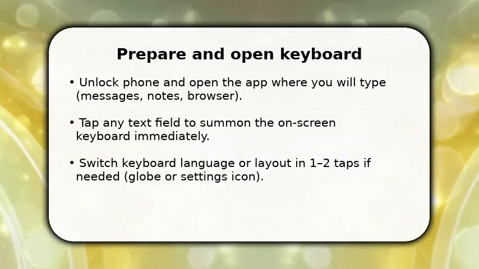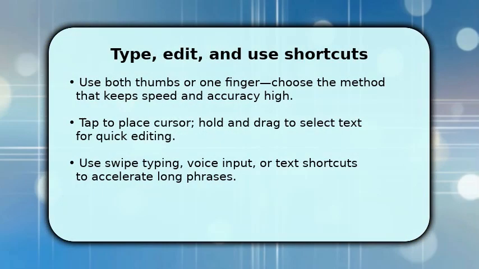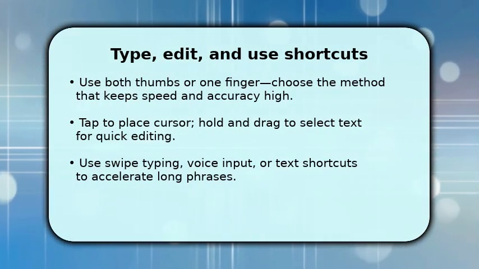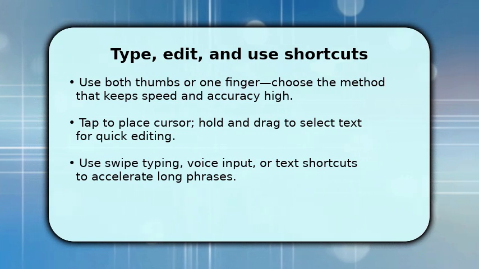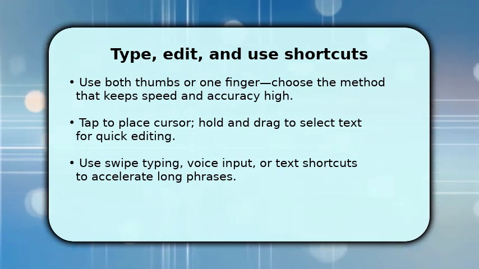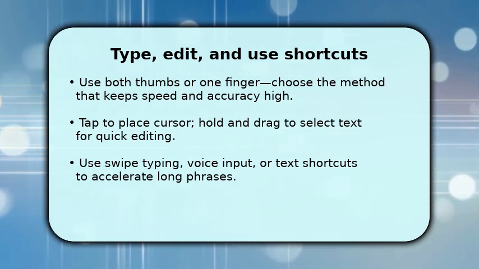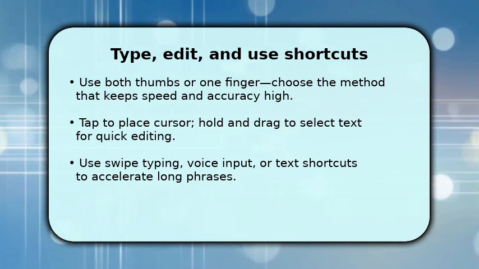You type using whatever method feels fastest, 2 thumbs for speed or 1 finger for precision. Once you type, tap to position the cursor and hold drag to select text for deletion or replacement. This is faster than retyping. Make use of swipe typing to trace words, or switch to voice input when your hands are busy.